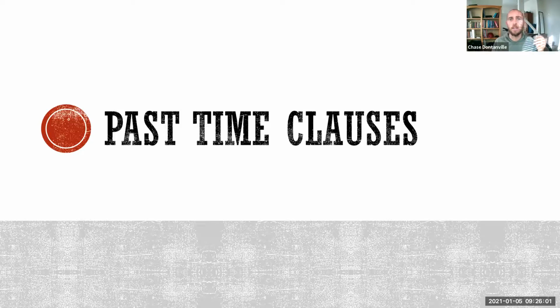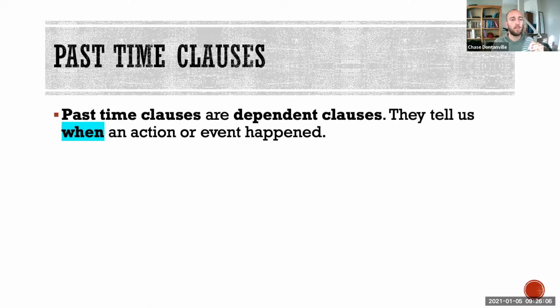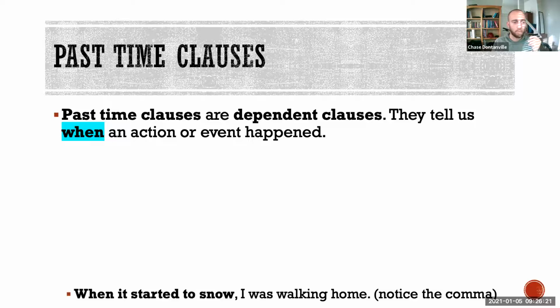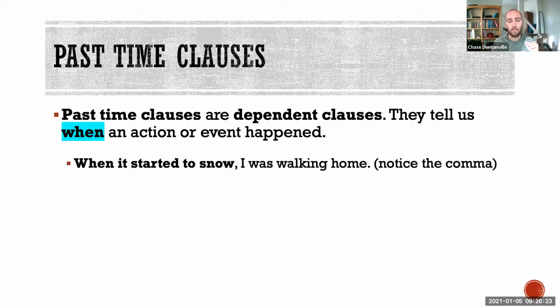Okay, so now let's look specifically at past time clauses. So past time clauses are dependent clauses. So remember, dependent means they cannot be a sentence without help. They tell us when an action or event happened. So when it started to snow, I was walking home. So this tells us when was I walking home? When it started to snow. And notice the comma. If the past time clause comes first, we need a comma.